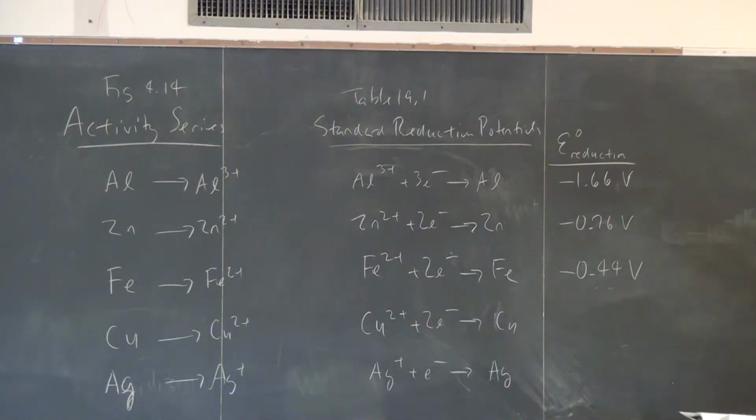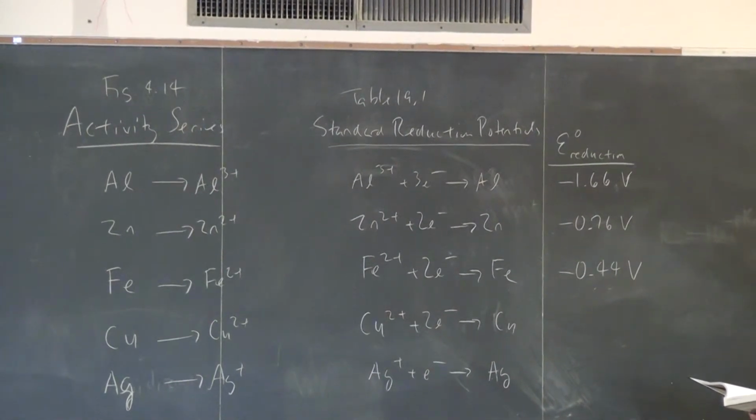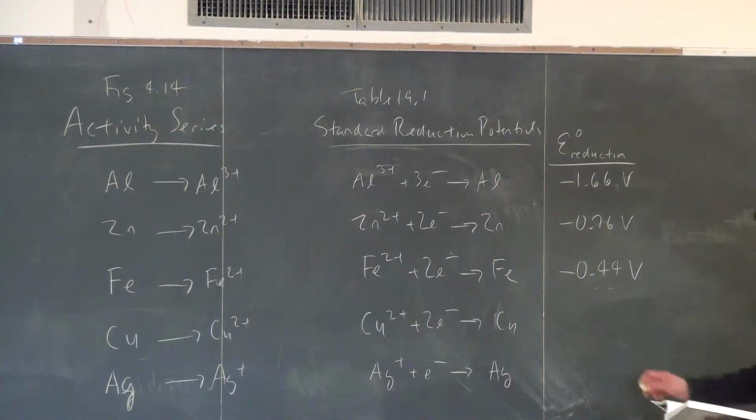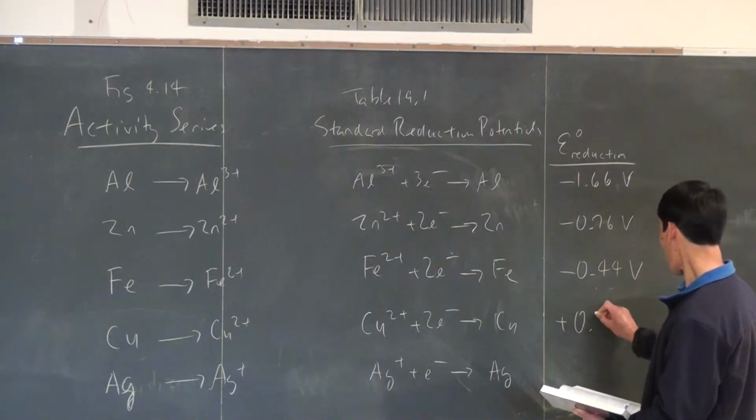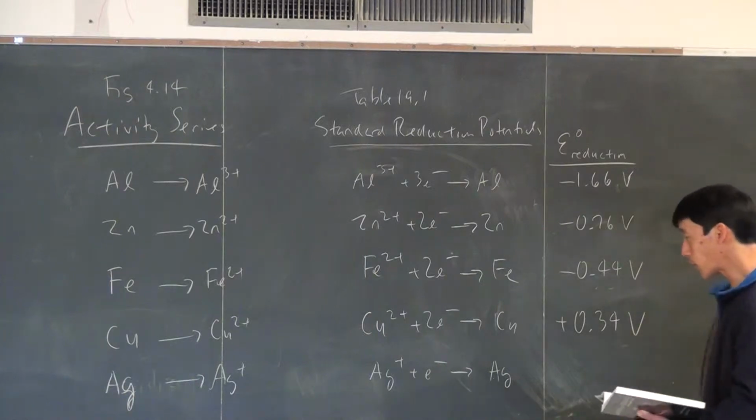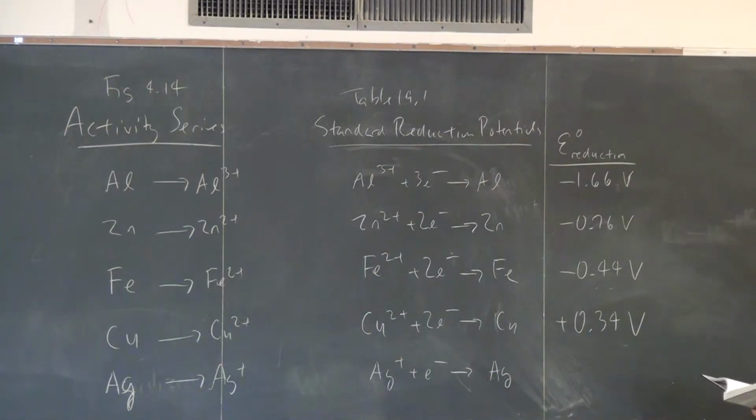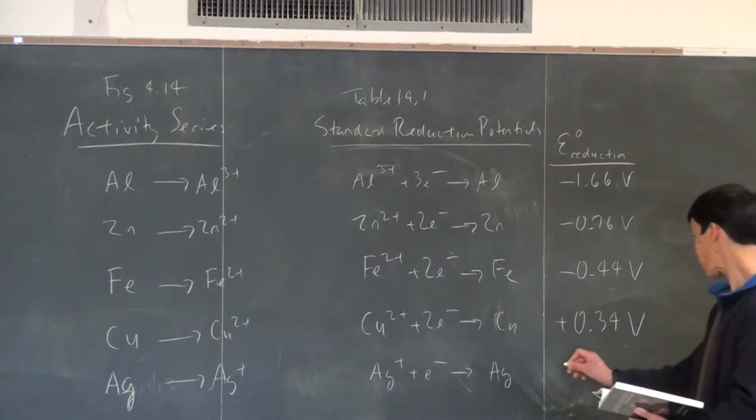For the copper 2+ going to copper, that's equal to, let's see here, plus 0.34. And then for the silver plus going to silver, that's equal to plus 0.8.